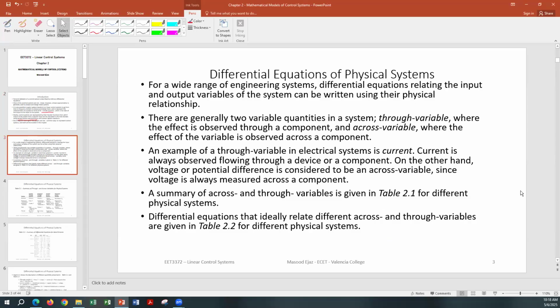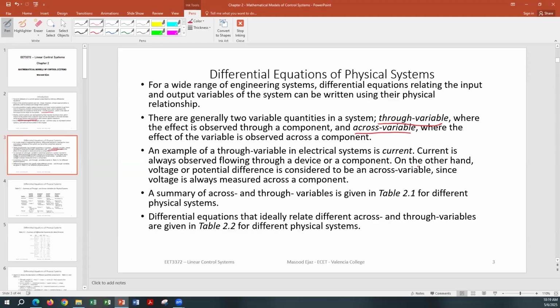Differential equation of physical systems. There are two types of variables for pretty much all systems. One is called a through variable, and one is called an across variable. For example, in an electrical system, we already know current is a through variable. It passes through components. And voltage is an across variable. You measure voltage across a component. So the example of through variable and across variable for an electrical system is current and the voltage.